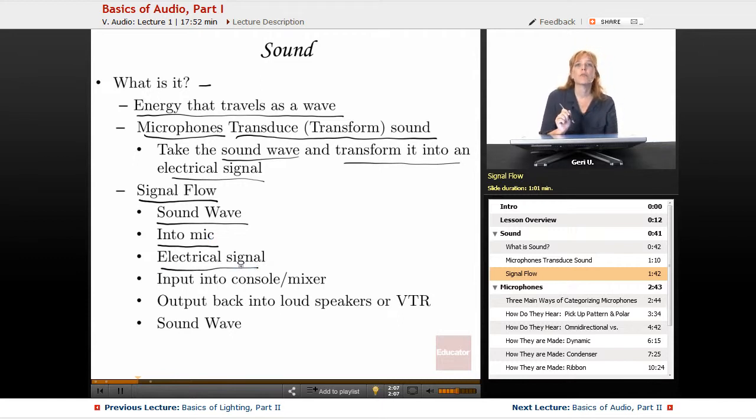Then we take that signal and through our cables, we're able to input it into what we call an audio console or mixer. At that point, we can increase or decrease the intensity of it, the loudness of it, change its frequency, and manipulate it in one way or another.